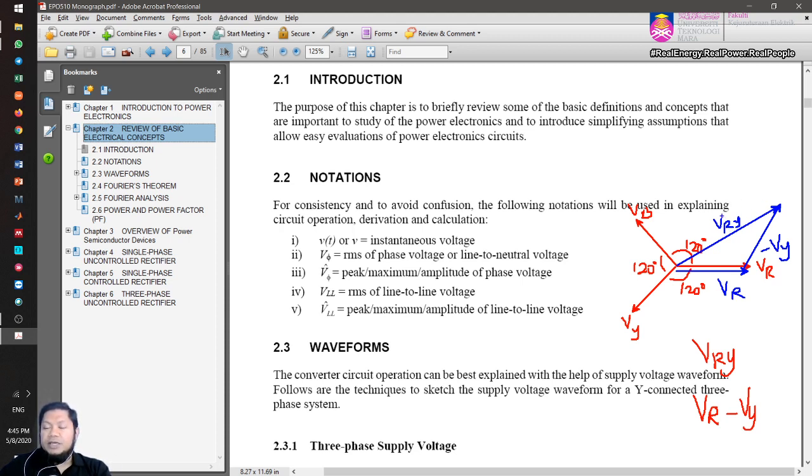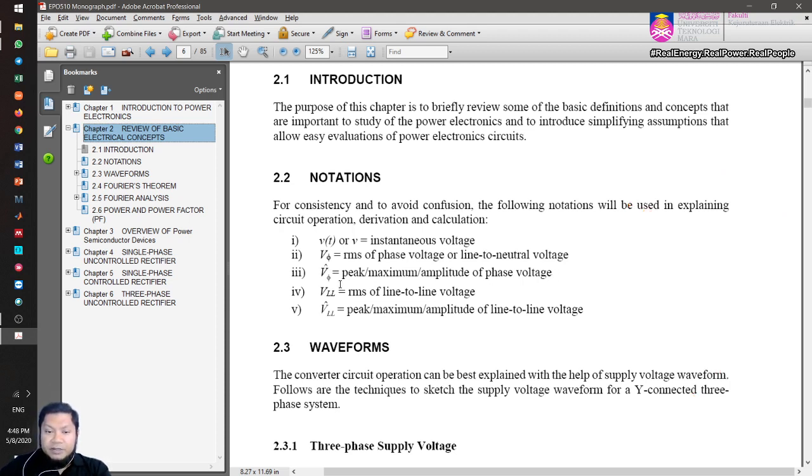Again, the magnitude is root 3 times VR. And if we talk about the angle, VRY leads by 30 degrees. You can go back and prove this. So your line-to-line voltage always leads the VR phase voltage by 30 degrees. That is the angle between V red and V red-yellow.